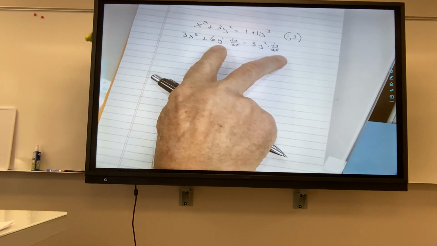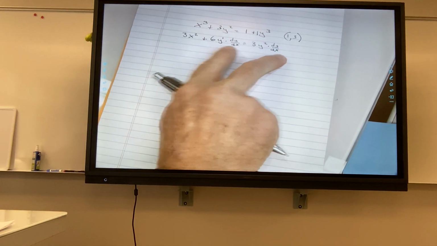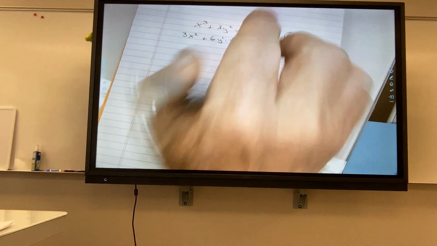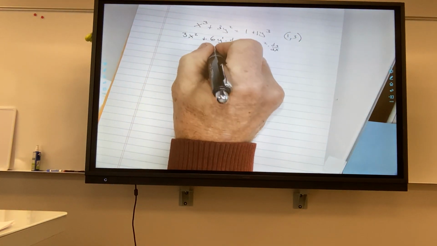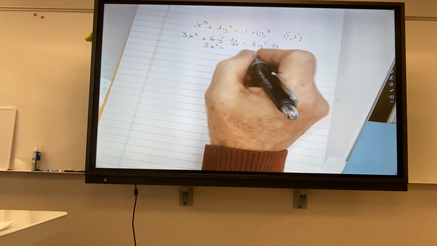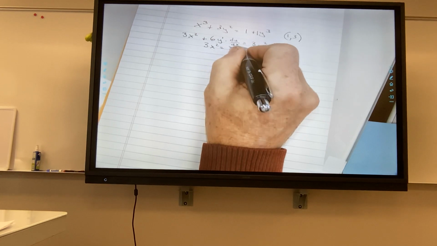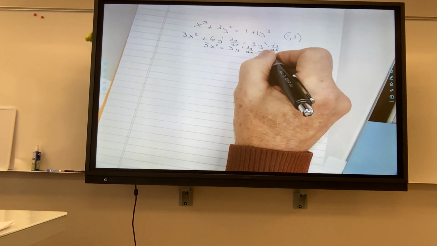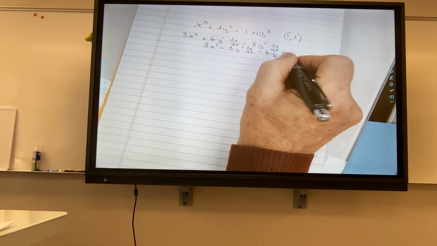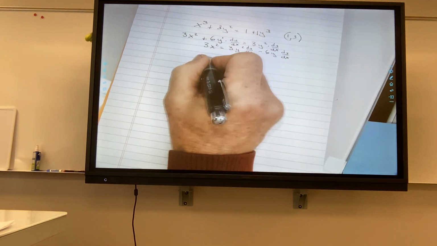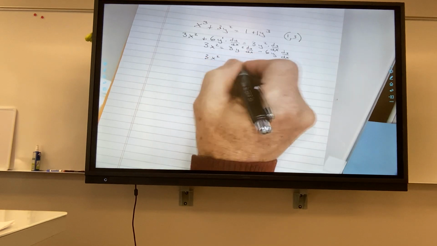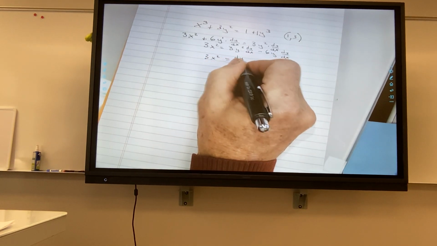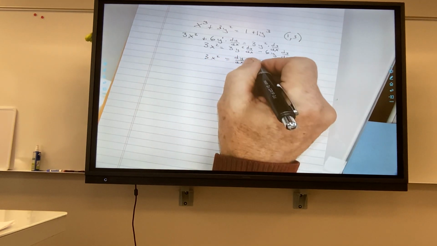I have 2 dy over dx. It's 1 here and 1 here. So I'm going to rewrite this as 3x squared equals 3y squared dy over dx minus 6y dy over dx. I'm going to factor out the dy over dx, so I only have one of them.